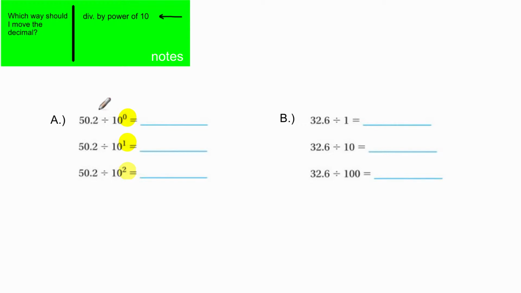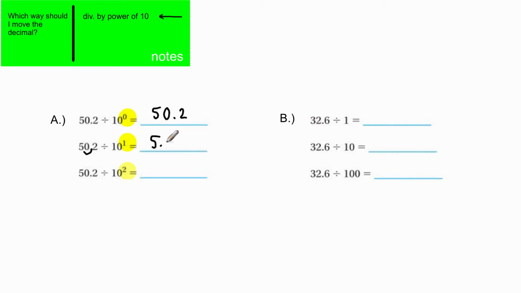We already know that. So in 50.2, if we're dividing by 10 to the 0 power, we look at the exponent 0 and say we're moving the decimal 0 places. So it will stay where it is, right? We're not moving it. So 50.2 divided by 10 to the 0 power is 50.2. Moving on, 50.2 divided by 10 to the first power: if you see a 1, that means I'm going to be moving the decimal one place to the left. So it was in between the 0 and the 2. If I move it one place to the left, it's going to be between the 5 and the 0.